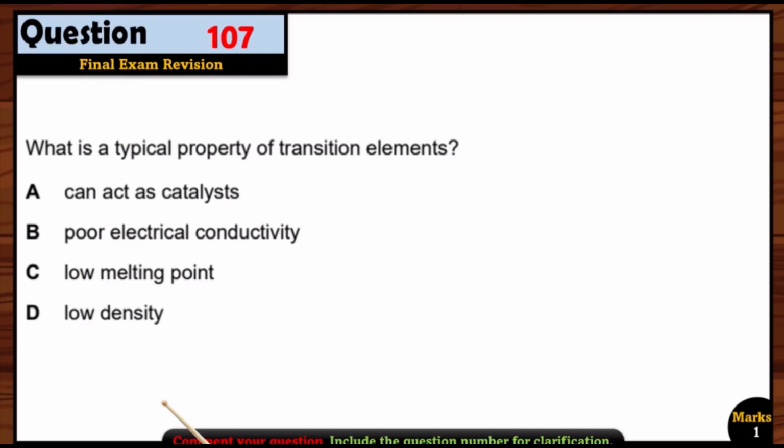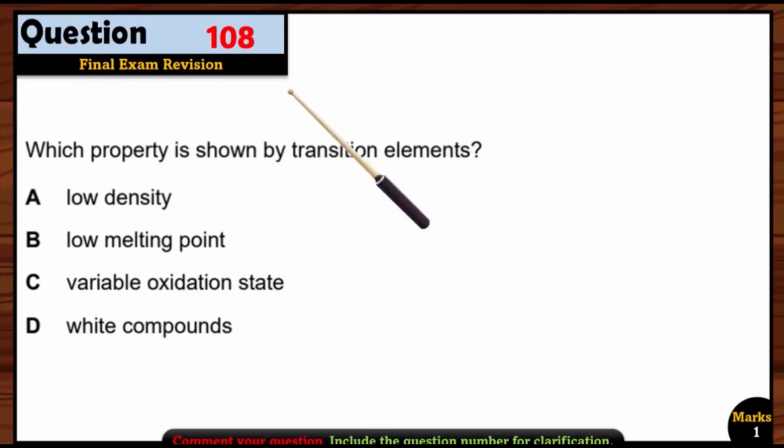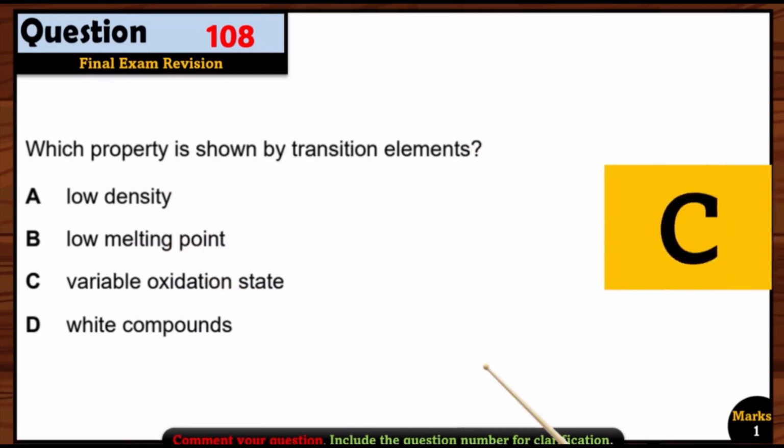Of course, they all are wrong, so option A is correct here. Question 108. Which property is shown by transition elements? Low density, of course, wrong. Low melting point, wrong. Variable oxidation state, yes, that's right. Option C is correct over here.